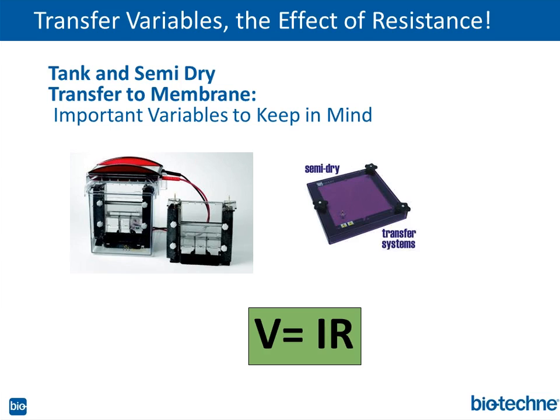Now, if you follow the equation here, what else is going to change? Well, as resistance goes up, voltage goes up, and as resistance goes up, current goes down. So this is why we don't want that, because I just mentioned transfer efficiency and elution efficiency and binding efficiency to membranes. We want to run things at constant current or constant voltage to fight the effects of increasing resistance, and that's the bottom line here. Okay, so keep it cold, keep it mixed, and keep it constant.